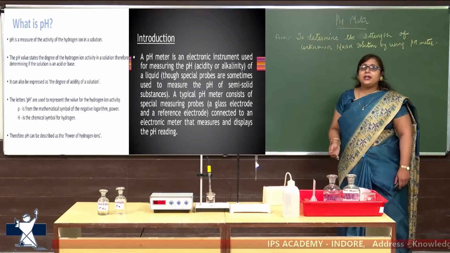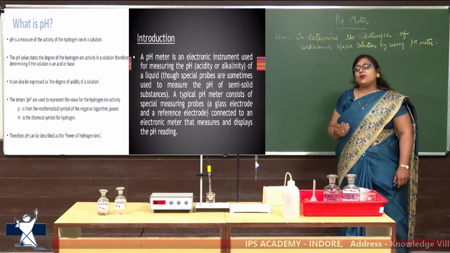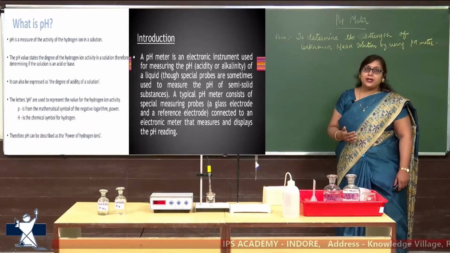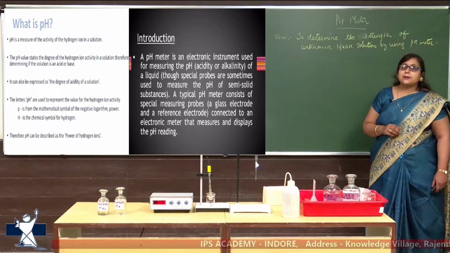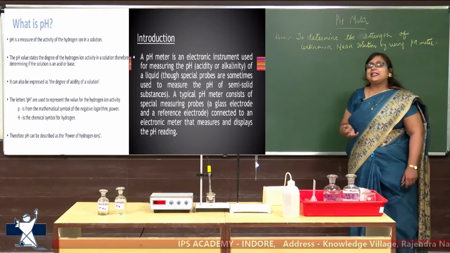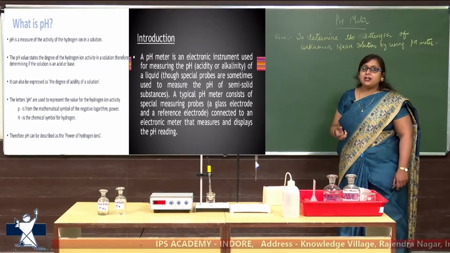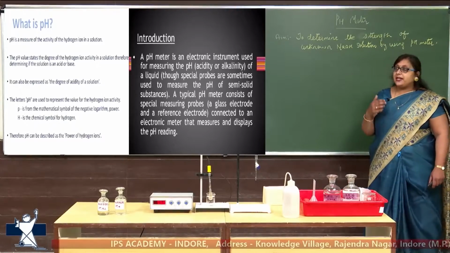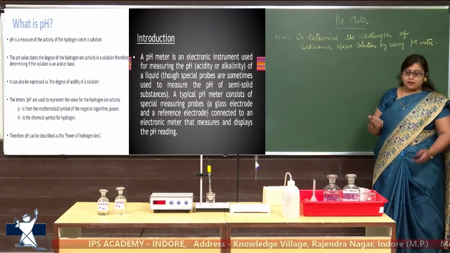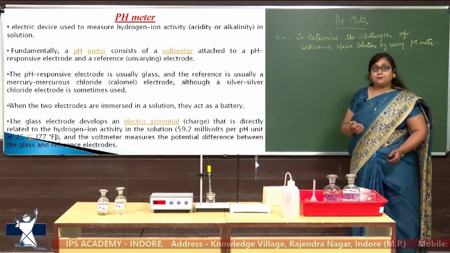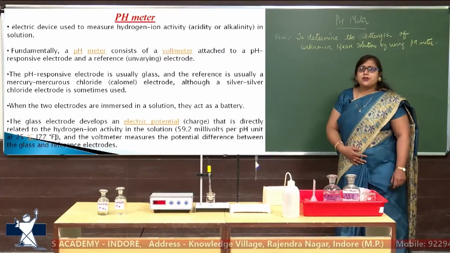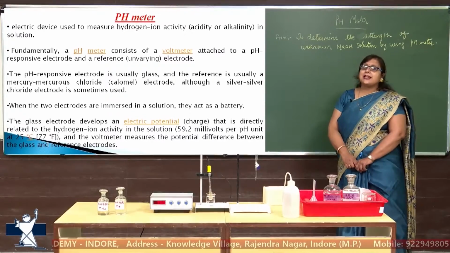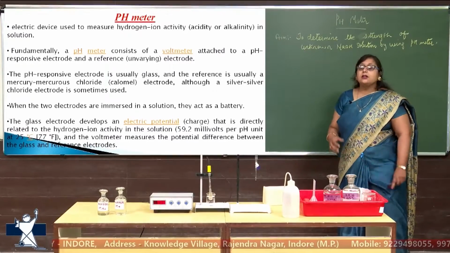The letters pH are used to represent the value of hydrogen ion activity, where P is from the mathematical symbol of a negative logarithm, which is known as power, and H is the chemical symbol of hydrogen. Therefore, pH can be described as the power of hydrogen ion. It is an electronic device used to measure hydrogen ion activity in the solution.